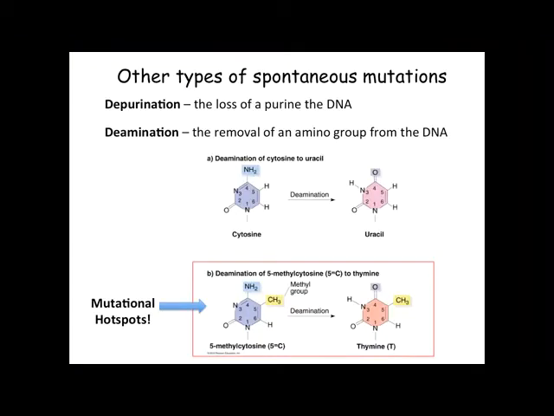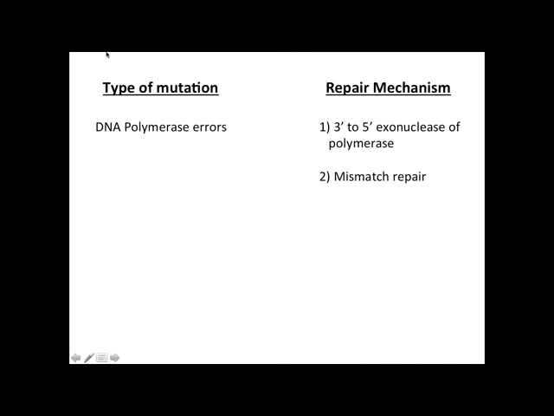As we're going over these different types of mutations and the ways in which they're repaired, I would suggest that you put together a chart of sorts. What you might want to do is, on the left hand side of the chart, put the type of mutation. So for example, we started out talking about DNA polymerase errors. These are typically base pair substitution mutations.